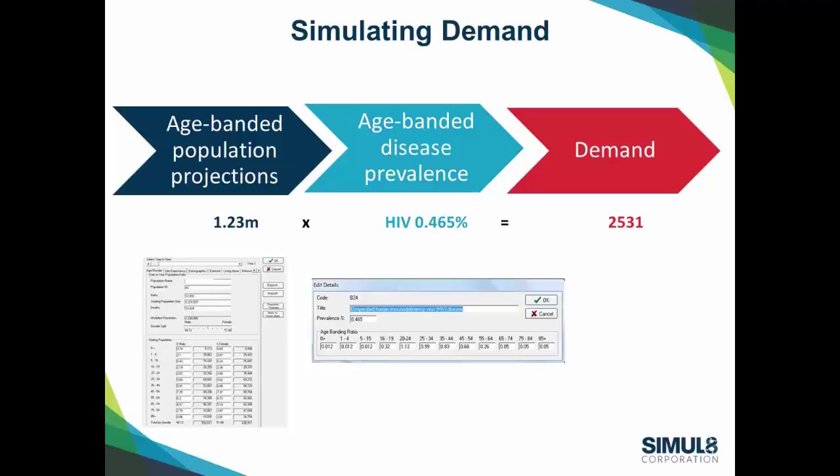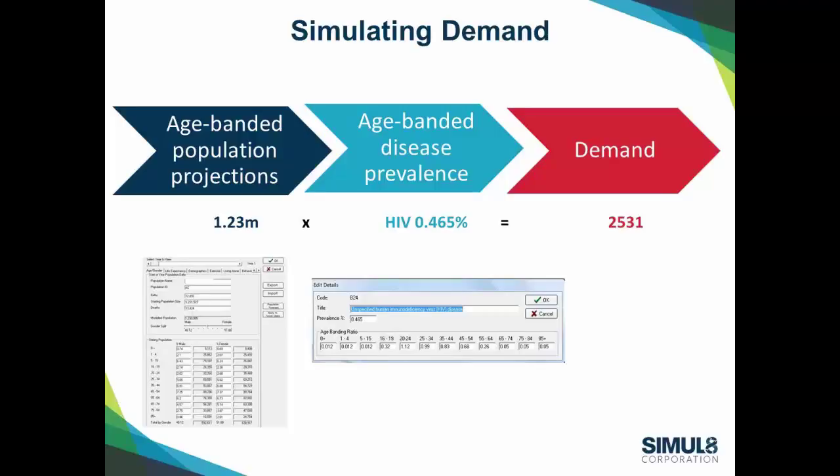We've used the age-bounded disease prevalence of 0.465% for HIV, which is based on the published data. And in this particular population, that gives us a demand of 2,531 cases, which we've actually validated with the published data. But rather than starting with that 2,531 cases as our arrivals, we've preferred to create that calculation behind it so that it's producing that number, so that as we roll the simulation forward year on year, we're taking into account the impact of changing demographics.